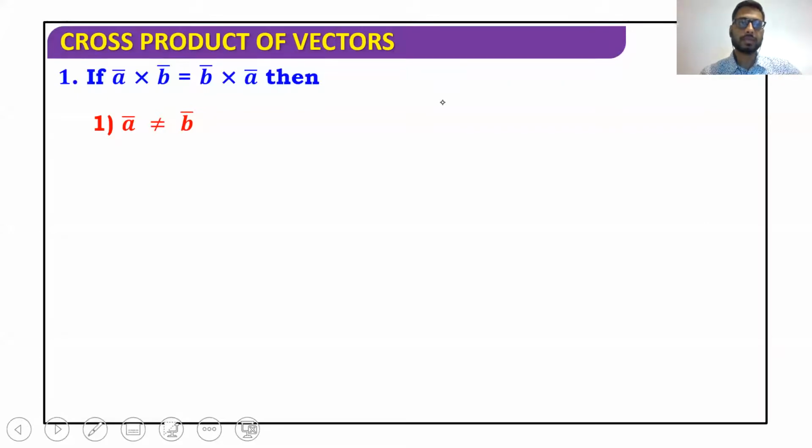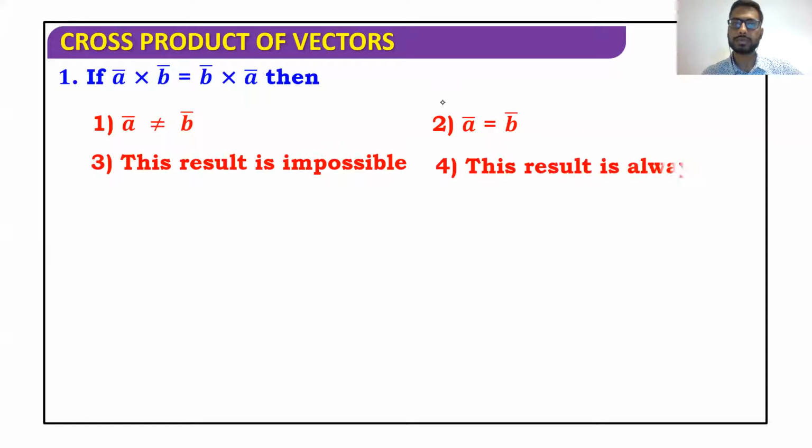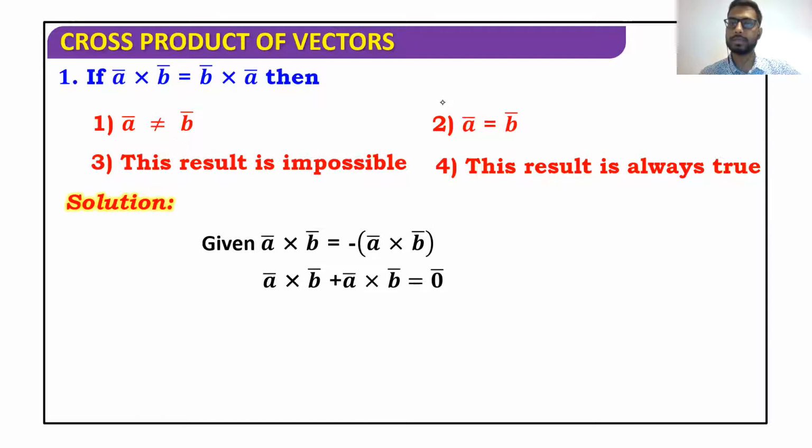If the value of A cross B is given as B cross A, we know that A cross B is equal to minus B cross A. However, if A cross B and B cross A are equal, which of the following is true? That A and B are the same, or it is not possible, or it is going to be true always, or the values of A bar and B bar are never going to be equal? So simple, I can start with what I know. A cross B is equal to minus B cross A. But it is given that A cross B is equal to B cross A. Therefore, comparing, I am going to get the values of A and B as same, equal.